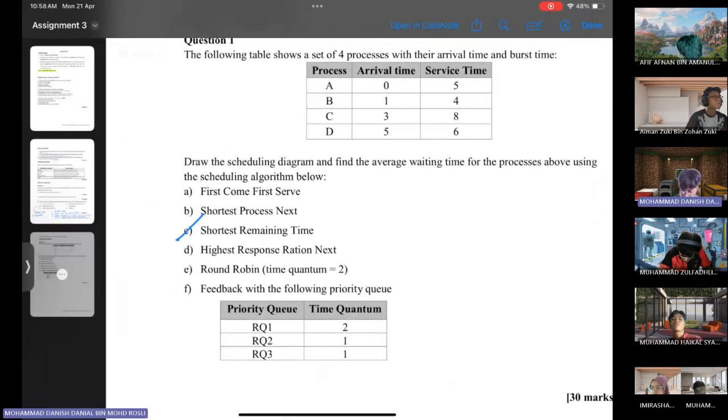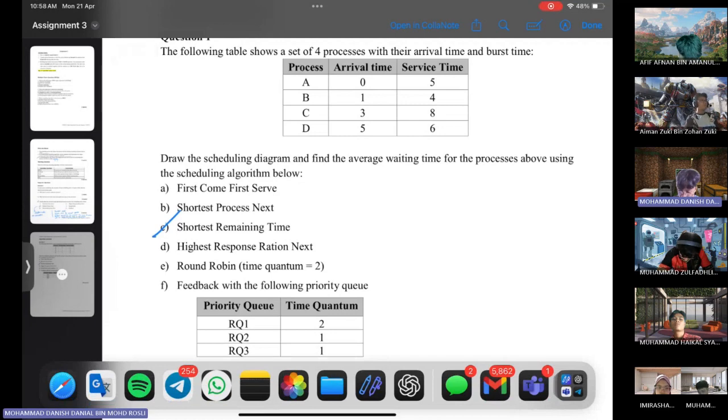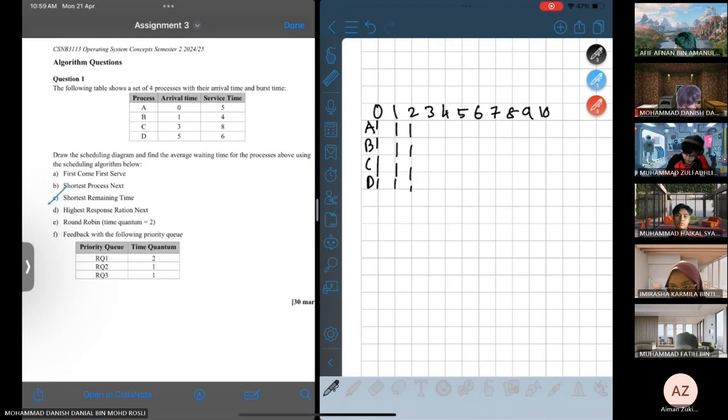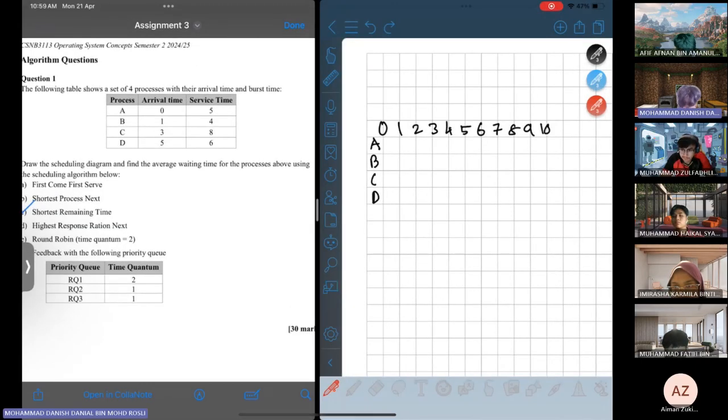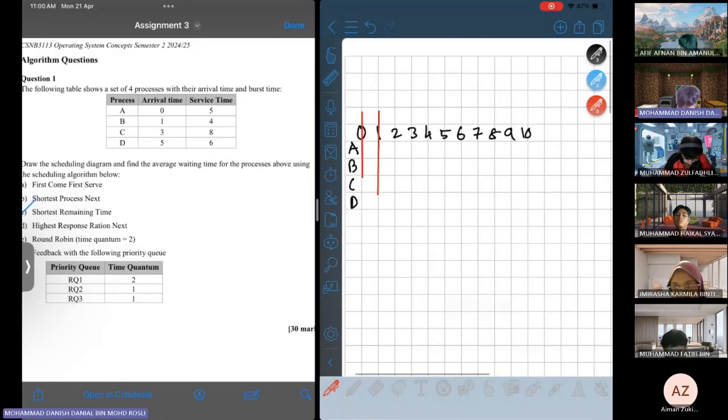So now we move to shortest remaining time. First thing first, we have to do the scheduling diagram. So the arrival time for A is here. And then for B, here. And then C, here at 3.